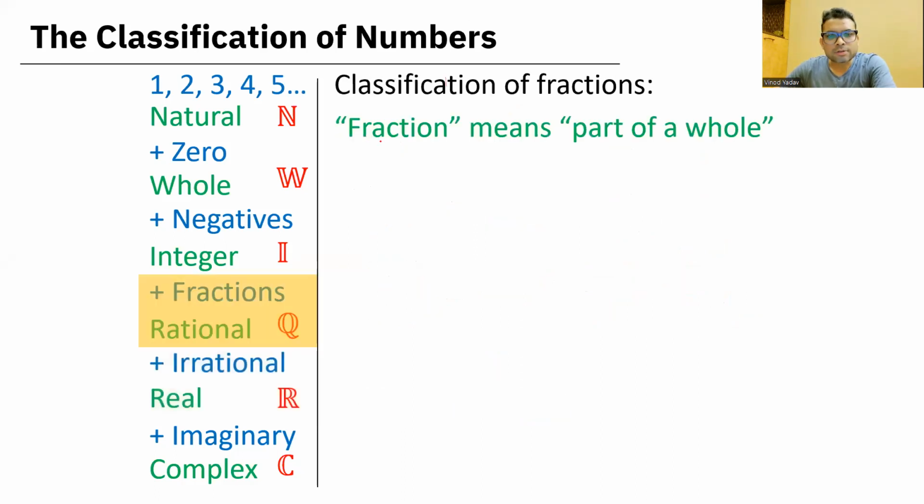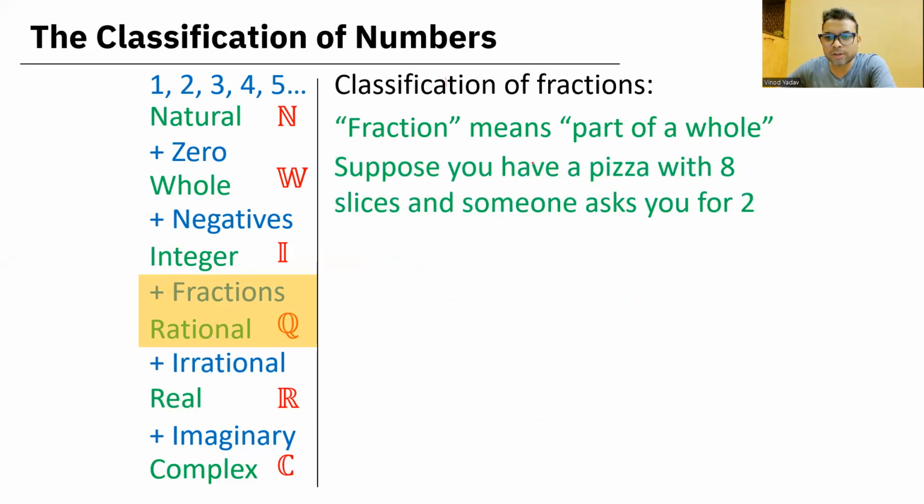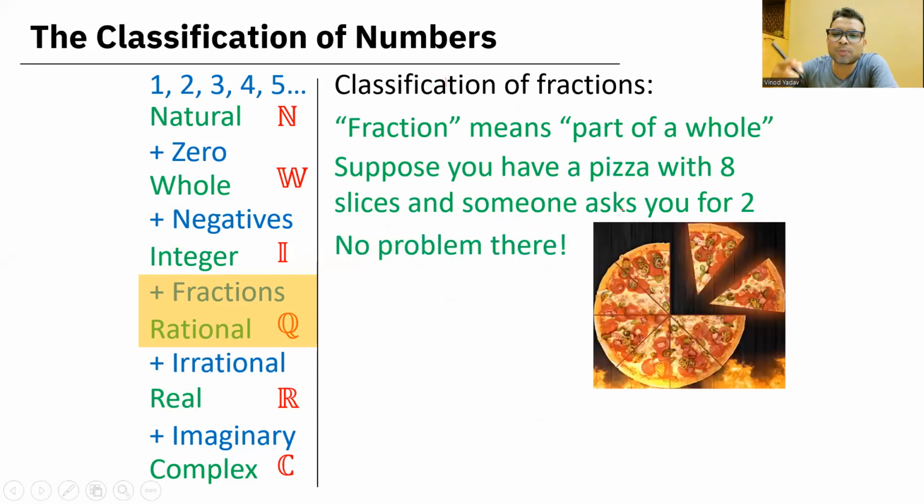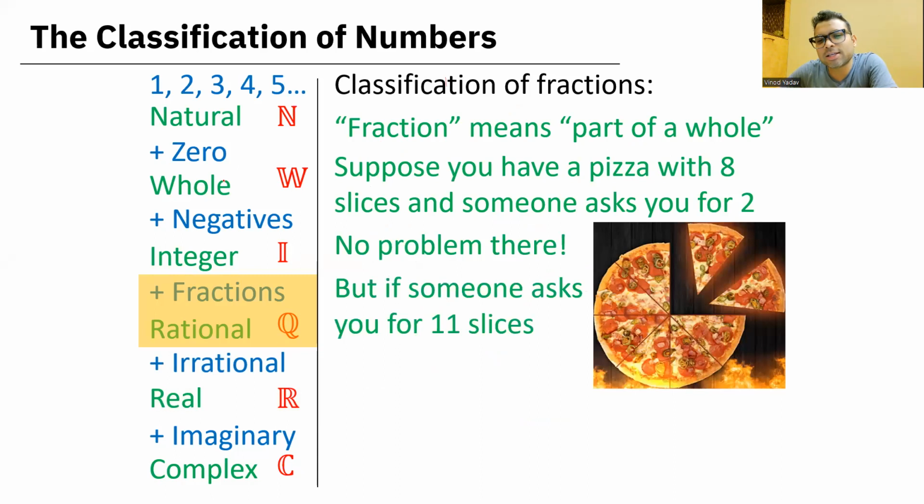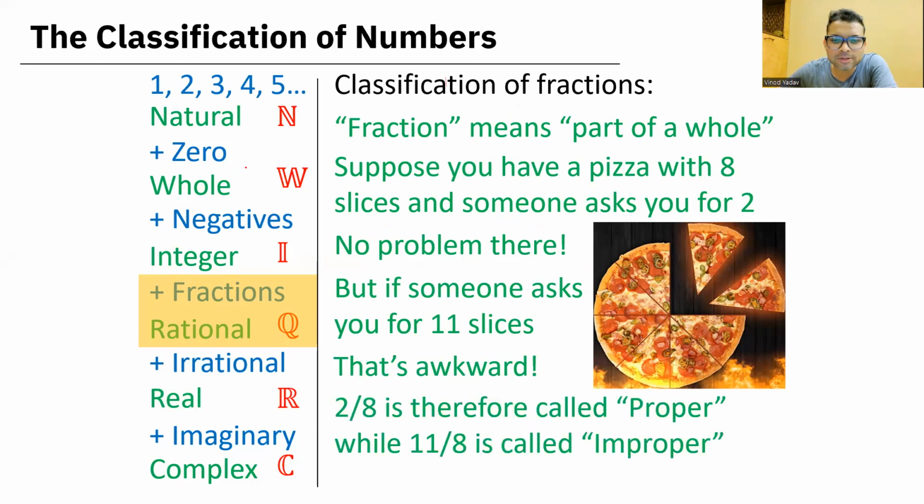Now fractions. A fraction is nothing but a part of a whole. That is the theme based on which fractions were invented. So suppose you have a pizza with 8 slices and someone asks you for 2. So no problem, right? You can easily give it. But if someone asks you for 11 slices, something awkward, right? So 2 by 8 is therefore called a proper fraction, while 11 by 8 is improper. Simple emotions, simple logic. It is still a fraction, but it is not behaving with the thought of this part of a whole.